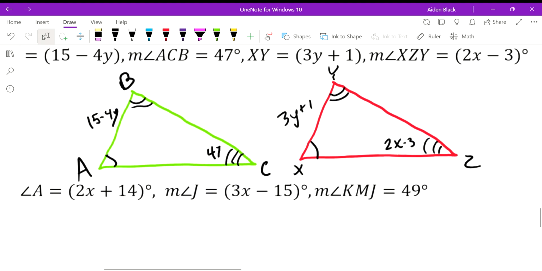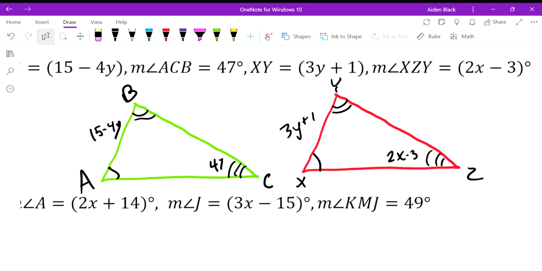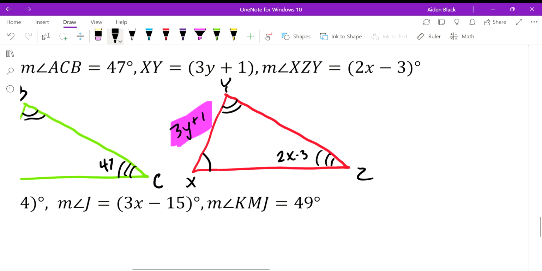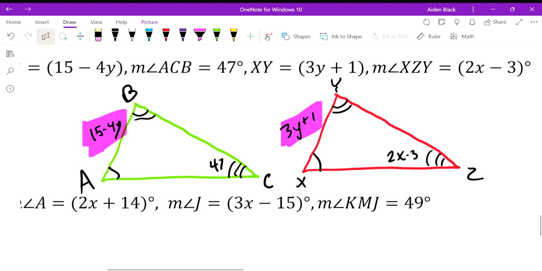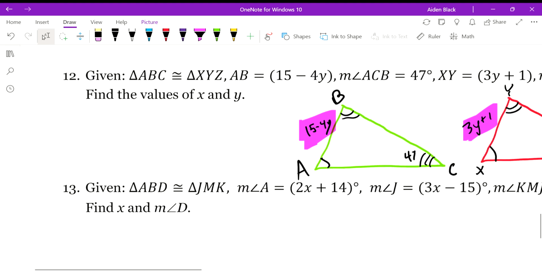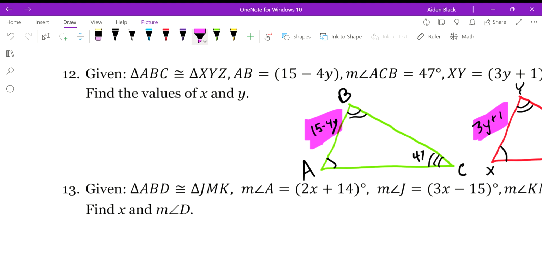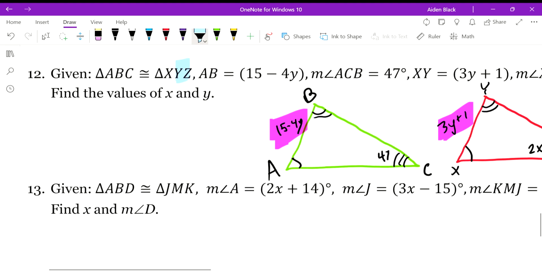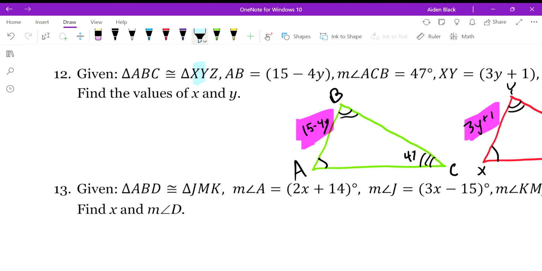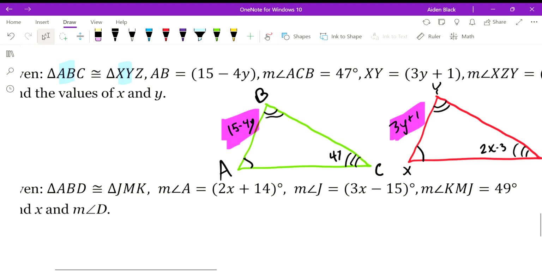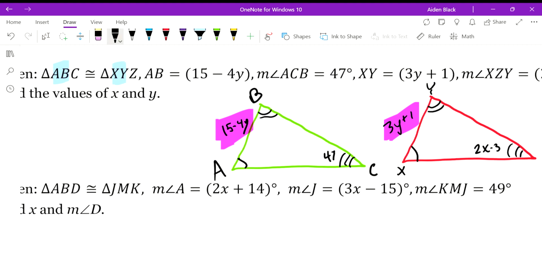So what's nice about this question is they already lined everything up for us, essentially. We know that this goes with this. We know that since AB is congruent to XY, and I'll show you that with the congruence statement, AB and XY, notice they're the first two letters together. They go together, okay? So based on that, we can say 15 minus 4y is equal to 3y plus 1.